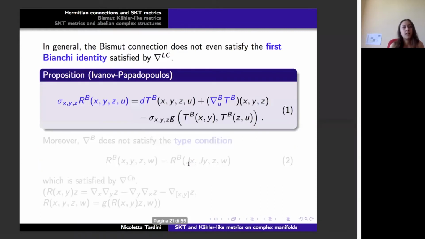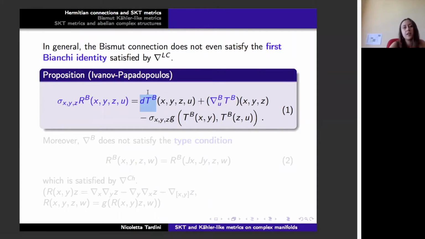So for instance, take the Bismut connection, which we said is the unique Hermitian connection with totally skew-symmetric torsion. The Bismut connection does not satisfy the first Bianchi identity, okay? That is, for instance, satisfied by the Levi-Civita connection because we do not have torsion. In fact, Ivanov and Papadopoulos proved that if you consider the cyclic sum for the curvature of the Bismut connection, you do not get 0, but you get this expression that you see, which involves the differential of the torsion. We said the metric is SKT if the differential of the torsion is 0, okay?